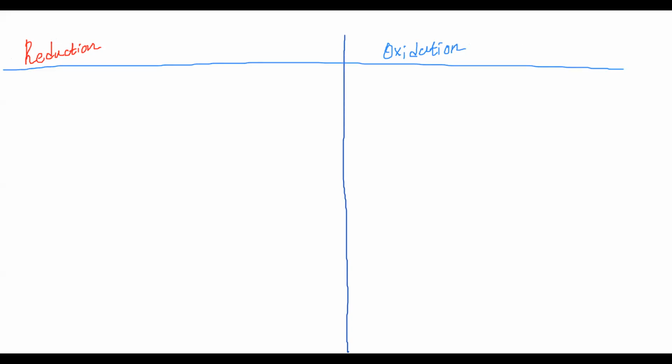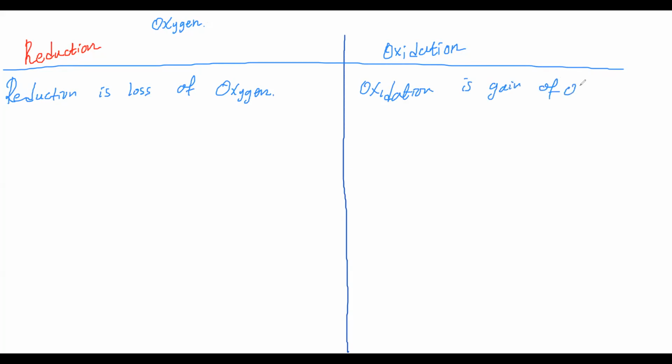Remember, this is the first definition in terms of oxygen. So reduction is loss of oxygen. Reduction is what? Loss of oxygen. While oxidation is what? Oxidation is gain of oxygen.